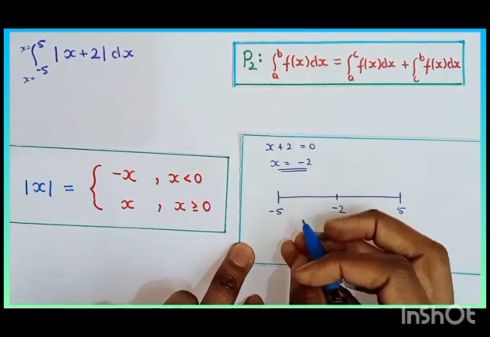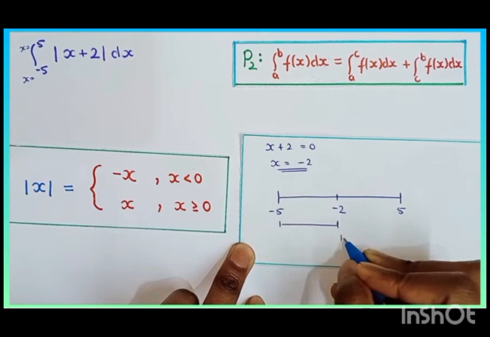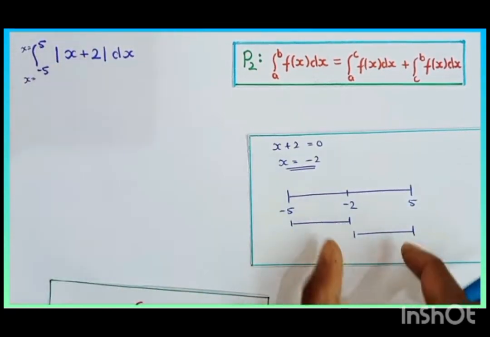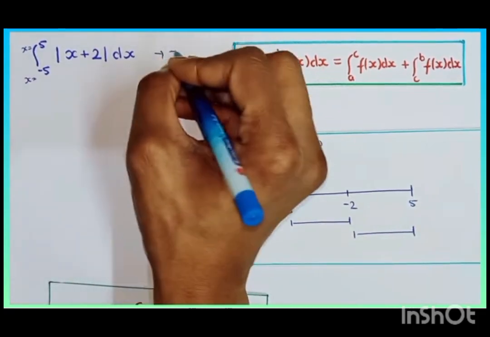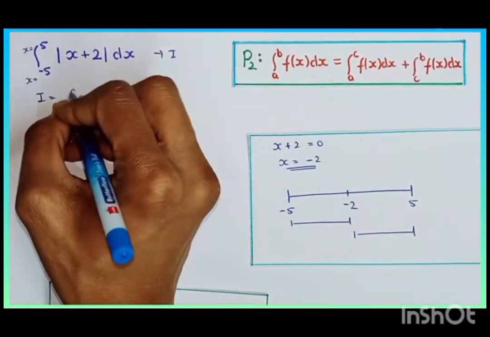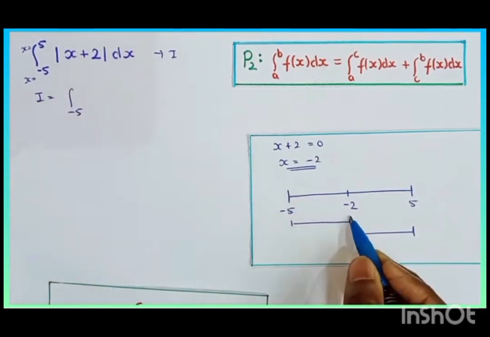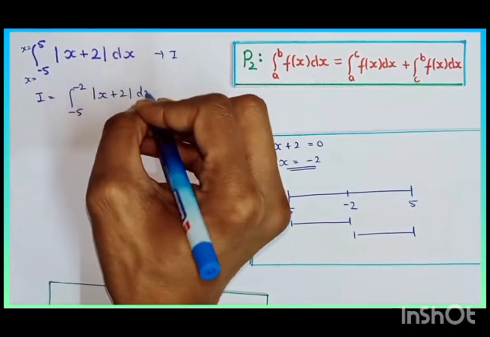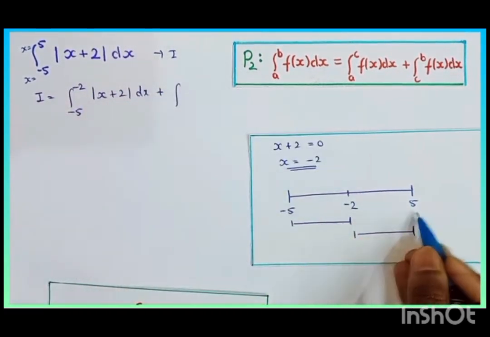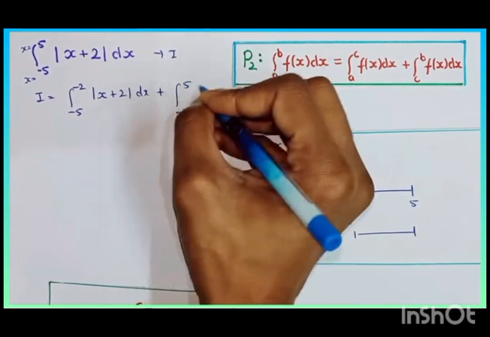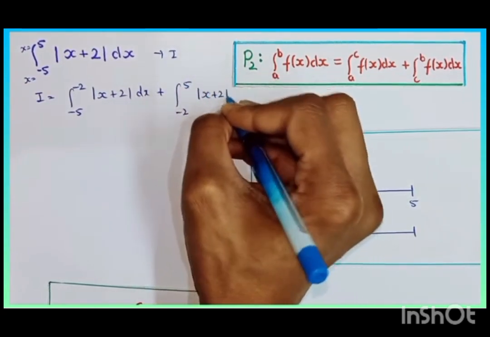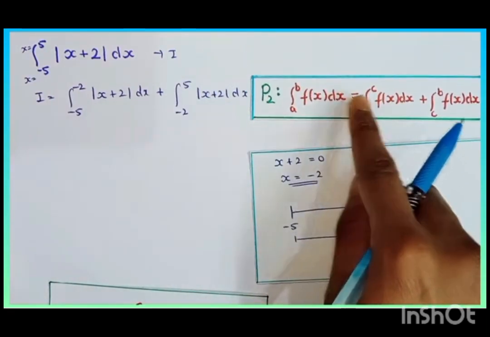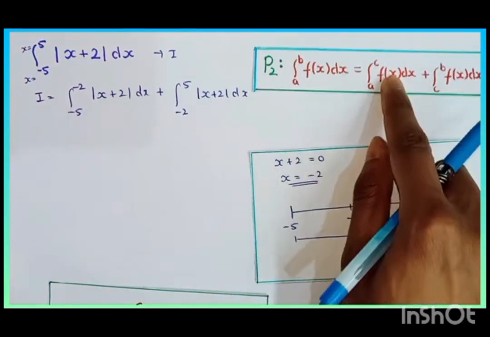Okay, so, I have two intervals. This is this interval, and this is this interval. So, we'll break our integration from -5 to 5 into two intervals. Let's call it I. So the new I is the integral from -5 to -2 of mod x plus 2 dx, plus the integral from -2 to 5 of mod x plus 2 dx. We can break this. P2 says that you can break a to b like this, so we use P2 here.